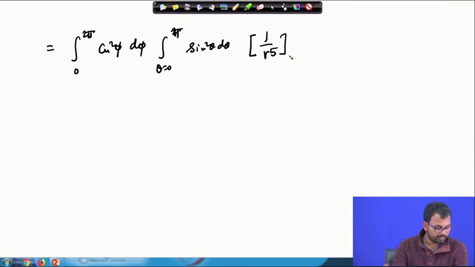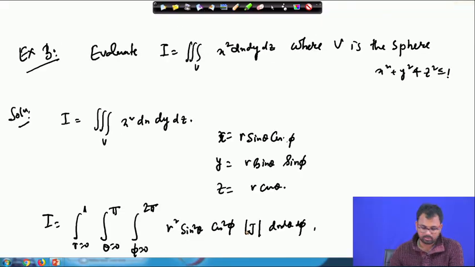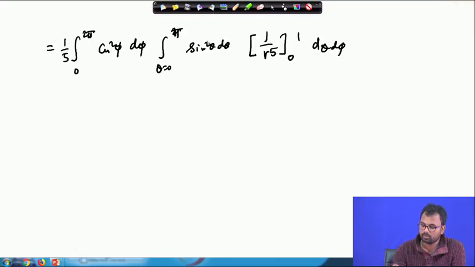then this will be 1 by r to the power 5, 0 to 1, and then I will have a 1 by 5 here, and this is basically dr. So this is basically d theta d phi. So what we have here: we have r square sine theta. So this will be sine cube, and we will have 1 by 5 r to the power 5. So 1 by 5 is already outside. All right. So now we do substitution for r equals to 0 and r equals to 1.